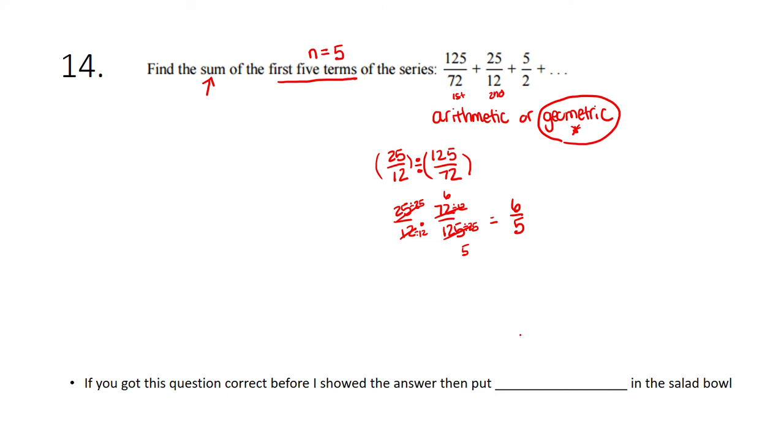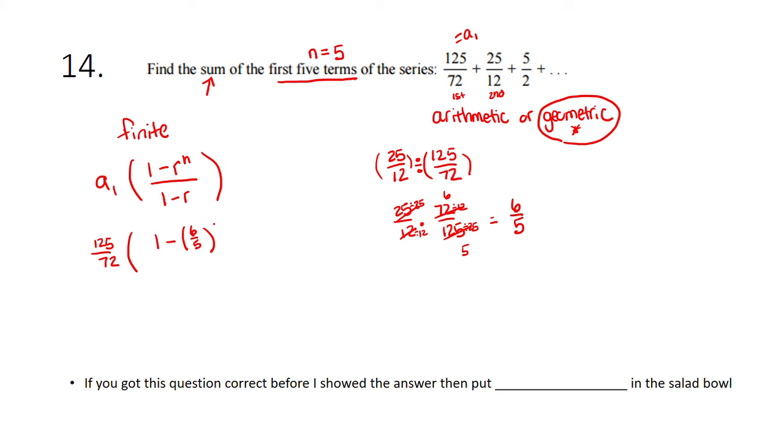Okay, we have everything we need to finish this problem. This is another finite, because it tells us what our n is. So we're going to use the equation a1 times 1 minus r to the nth power divided by 1 minus r. Our a1 is always the first term. Our r is 6/5, so 1 minus 6/5 to the 5th power. And then 1 minus 6/5 again.